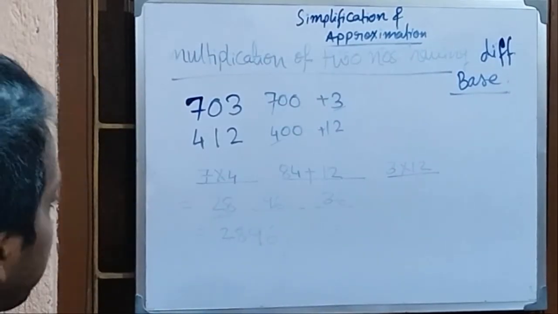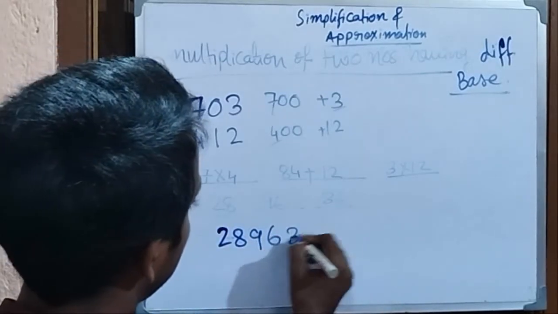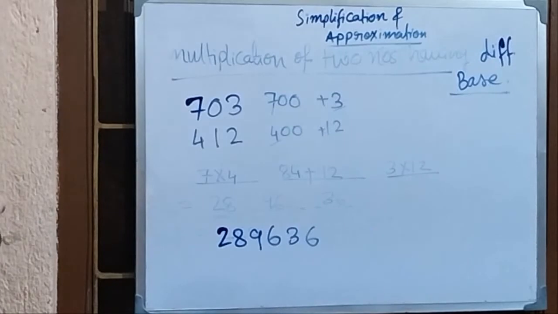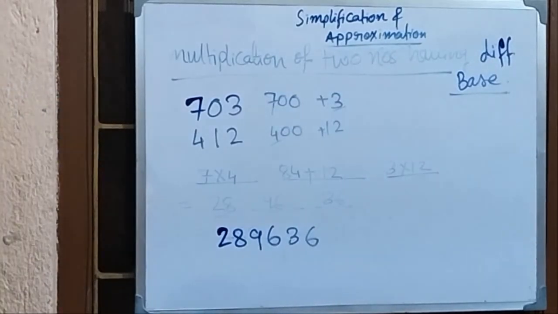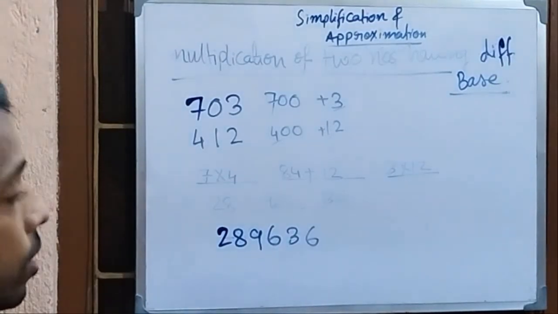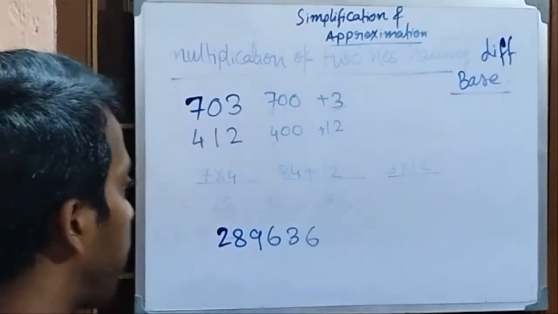What is our final answer? 289636. Okay, understood? Very easy. This process is very easy. Once you get the habit of solving this kind of questions, you can develop the interest in this. Okay.